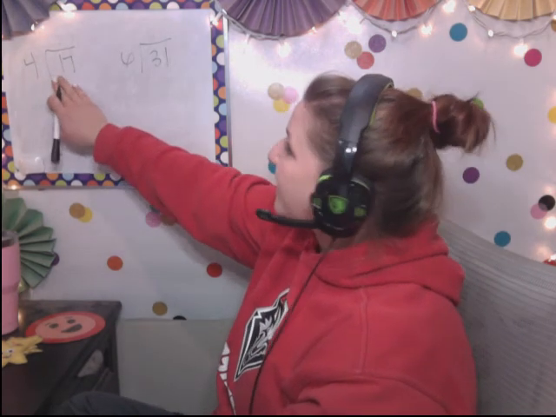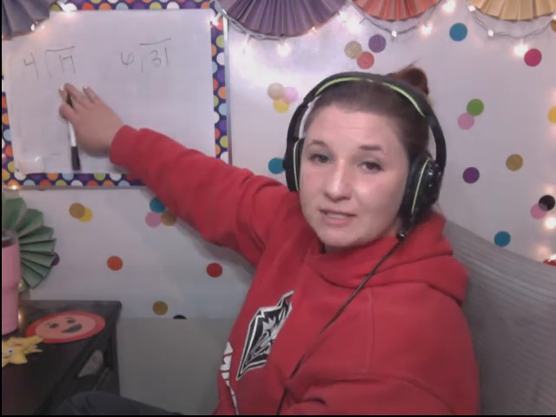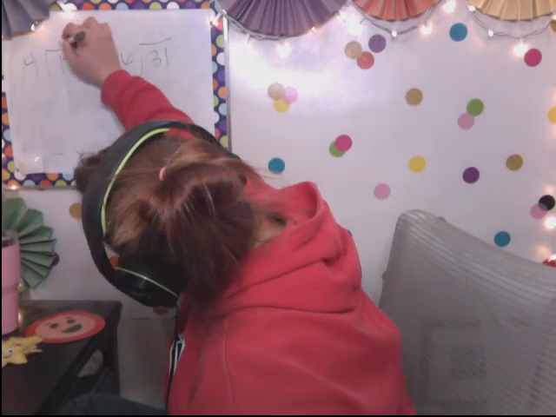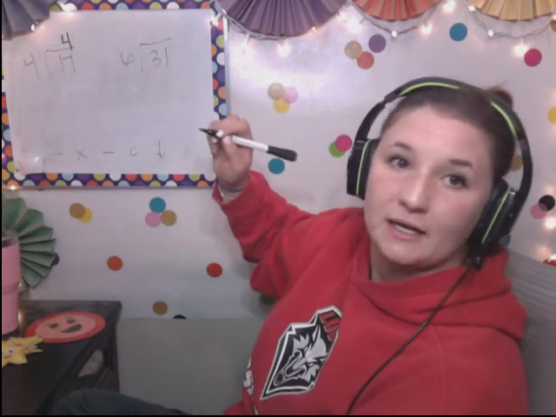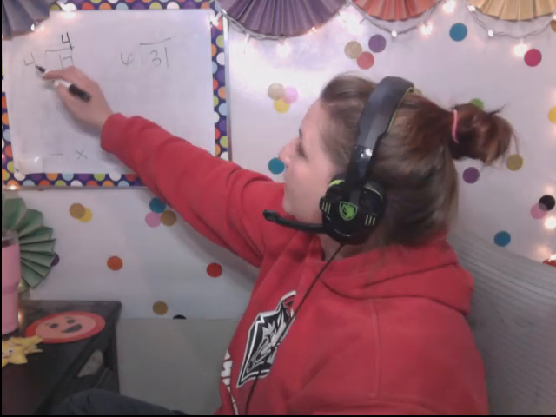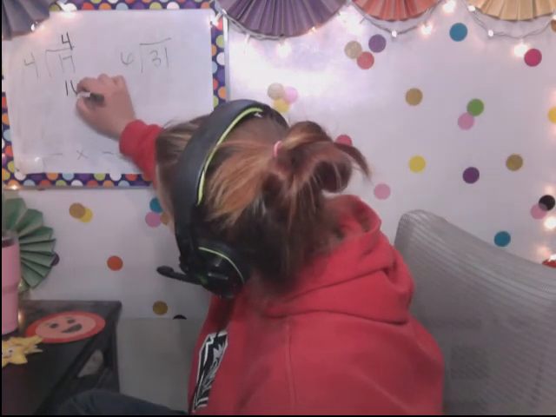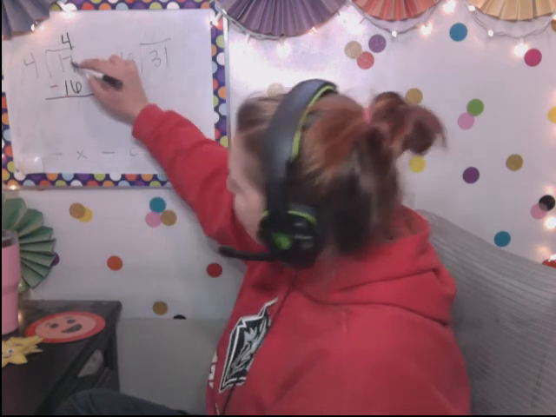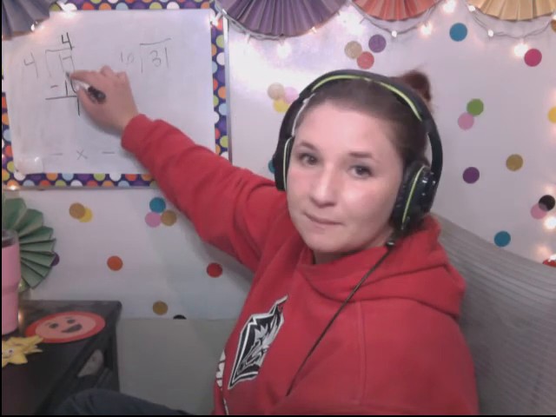So let's do 17 divided by 4. 4 does not go into 1, but it does go into 17. 4 into 17, 4 times. Oh yeah, I can already tell that's a little bit better. 4 times 4 is 16. We're going to minus. 7 minus 6 is 1. 1 minus 1 is 0.